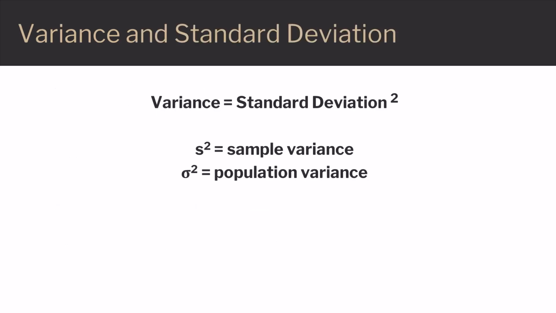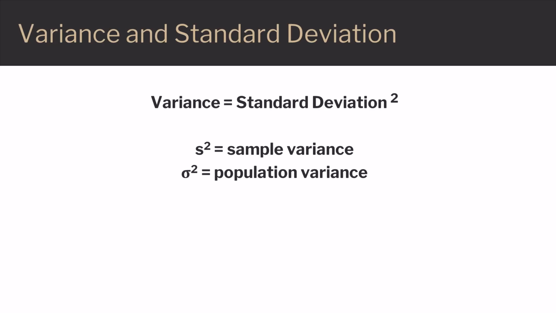There is a relationship between variance and standard deviation. We see below that the variance is the standard deviation squared. So when we have a standard deviation, we can multiply it by itself to find the variance. If you know the variance, then you take the square root to find the standard deviation.